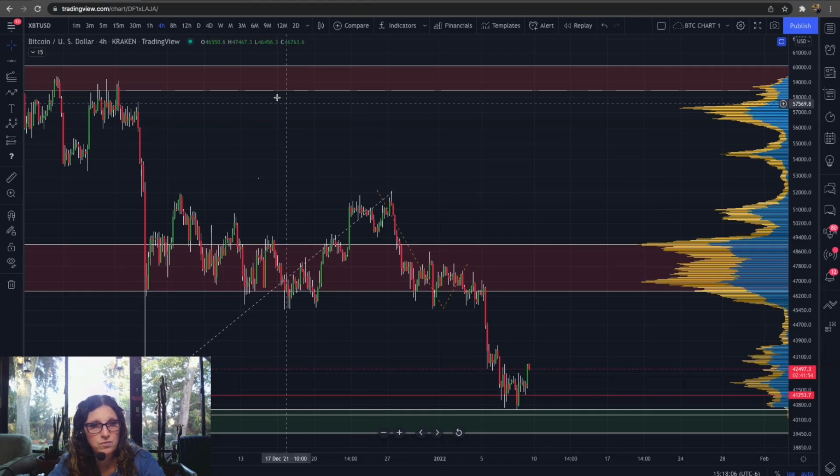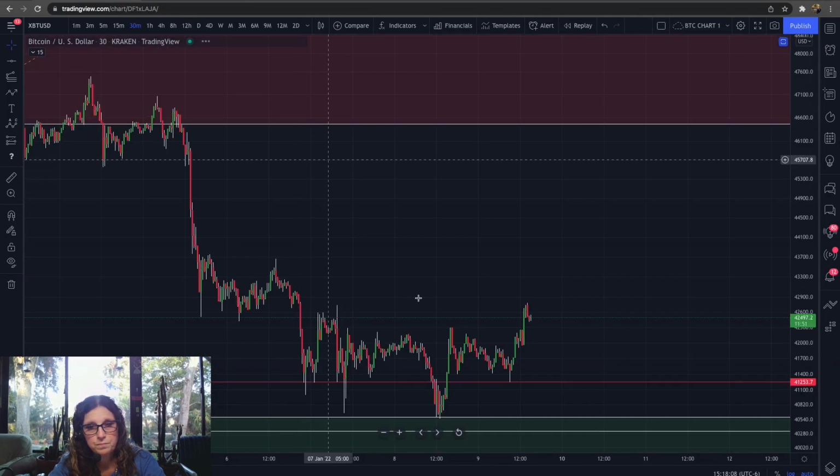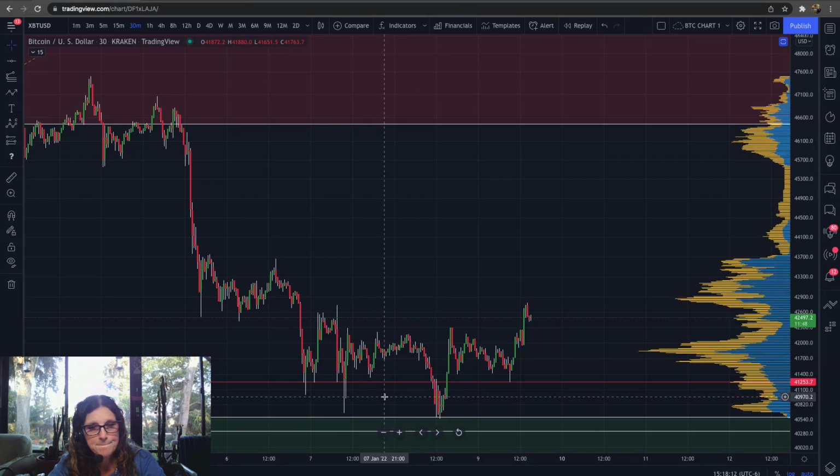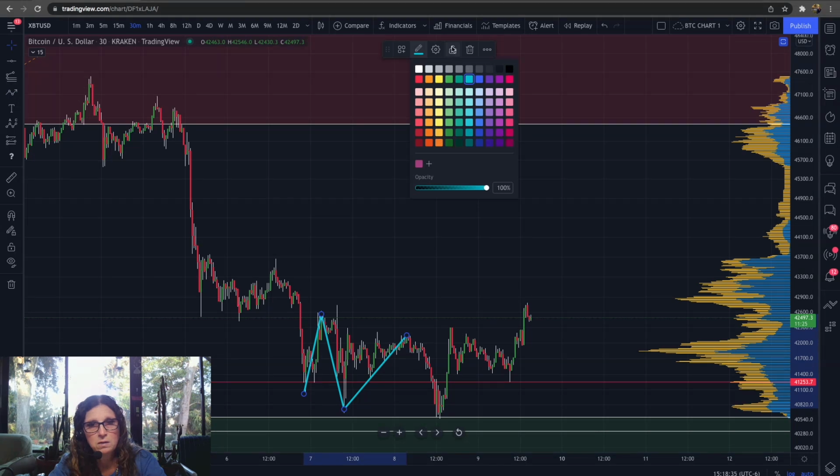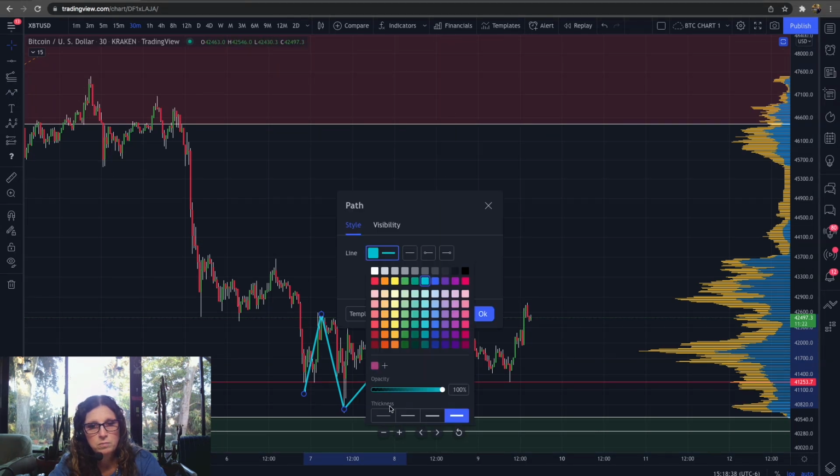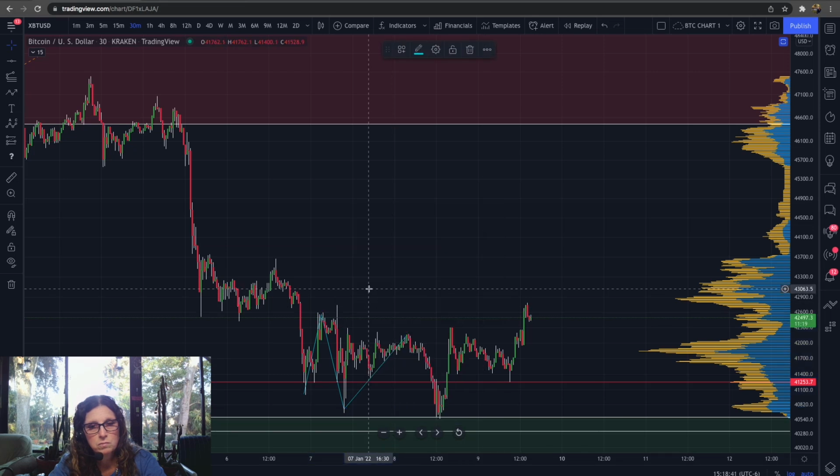So we've got this little bounce. Okay. Let's talk about it. Now, it's a little complex. I'm going to make it easy. We had a 3-wave move, a 3-wave move, and a 3-wave move. I'm going to make that line small because that was our first move. Now we can connect it like this.